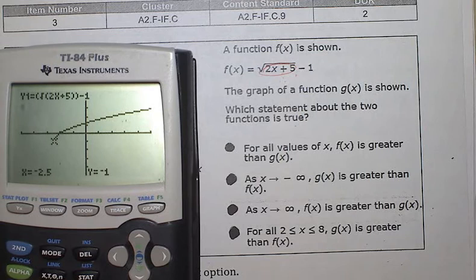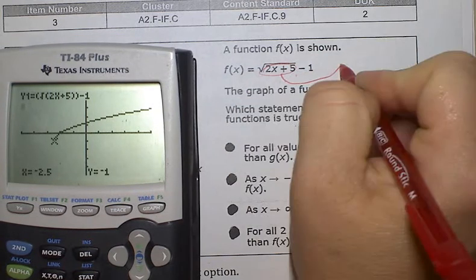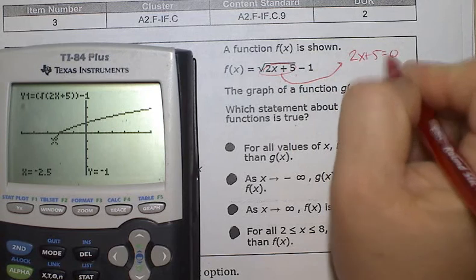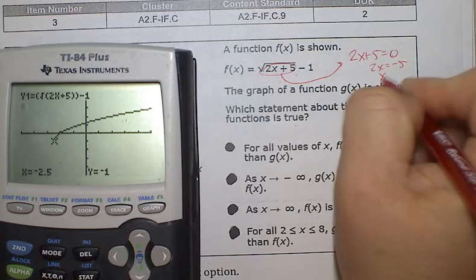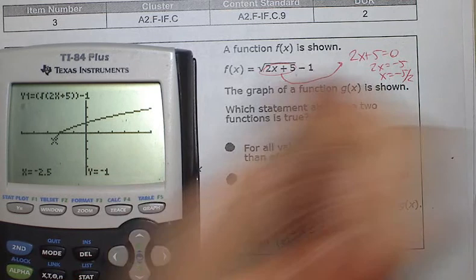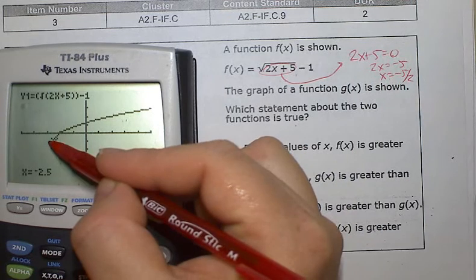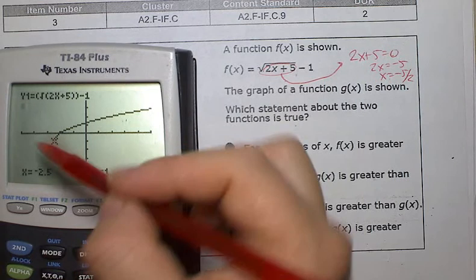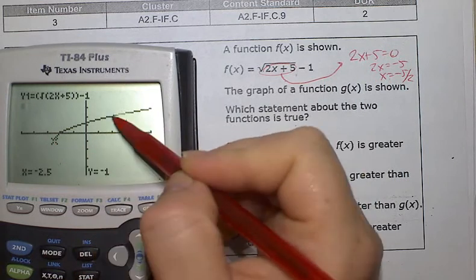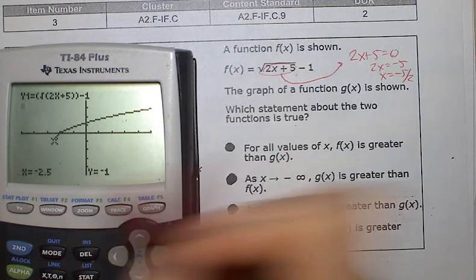I chose that because I took this and I set it equal to 0. So I subtracted 5 and I divided by 2. So that's the starting point of this x value. So this starting point, I call it the starting point, of this particular radical goes to the left negative 2.5, and then it's shifted down 1.